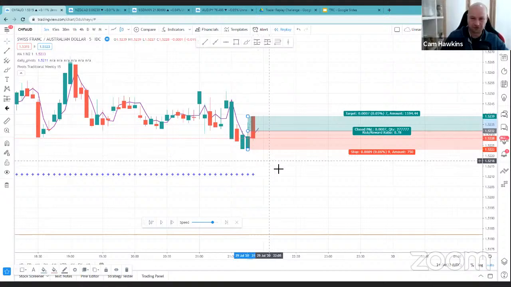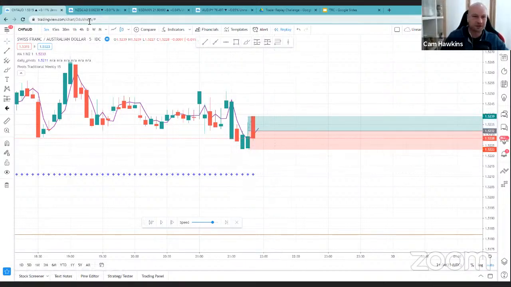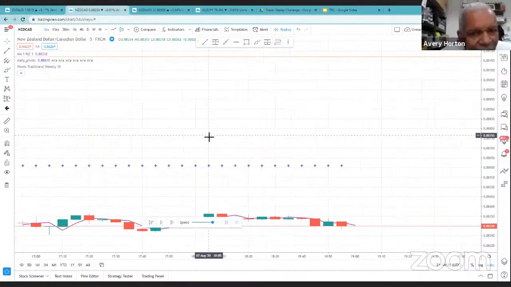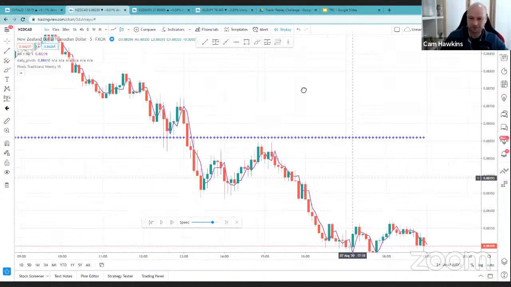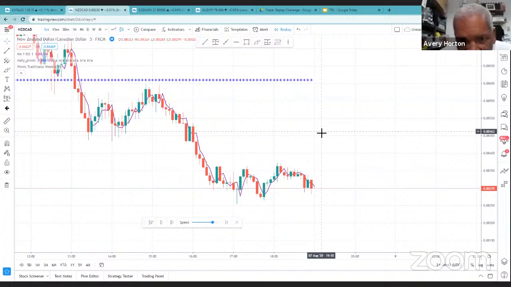Okay, cool. Well, look, that's it. Let's jump onto the New Zealand CAD next. Hopefully it's a little less erratic than that one, with the gaps and stuff. But anyway, let's go. Let's see what it does here.